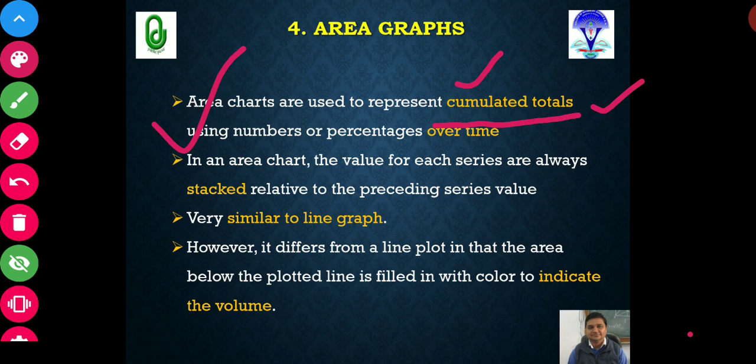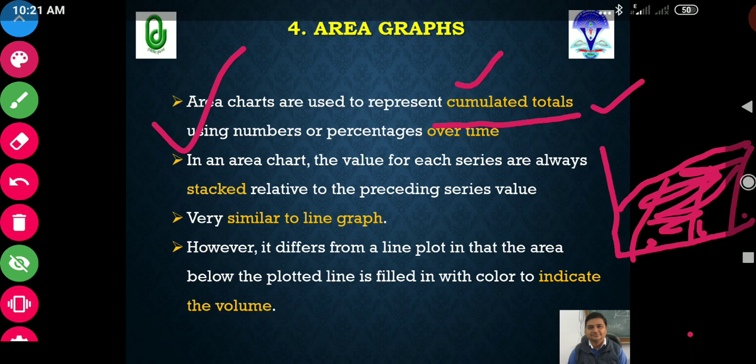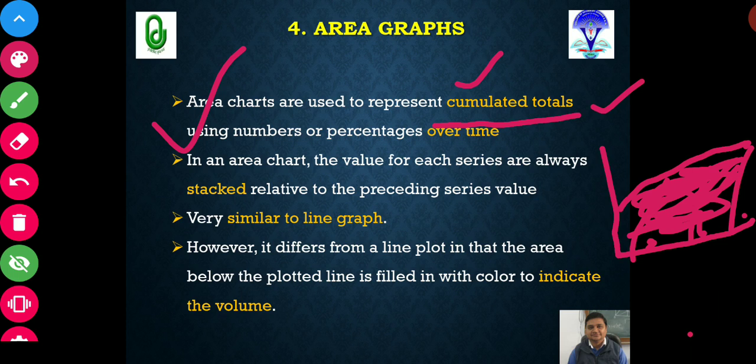It is very similar to a line graph. However, it differs from a line plot in that the area below the plotted line is filled with color to indicate the volume. In this stacked diagram, this is the y-axis and this is the x-axis. Suppose a particular category is the population of cattle in the year 2013. Suppose this is 2013, this is 2014, this is 2015. We want to show the population of cattle in different years. So we will prepare a line diagram up to like this, and this area will be colored. The color of this area will represent the volume of this particular category, that is the cattle category. Suppose buffalo has a different population in these different years. Then on the upper side we will construct a diagram of cumulative frequency.